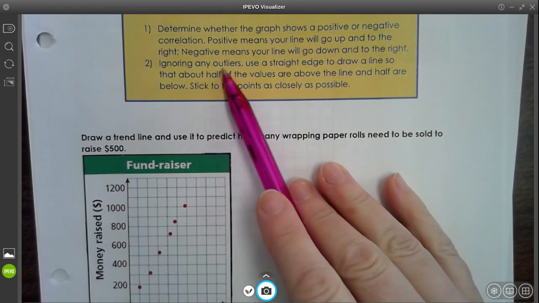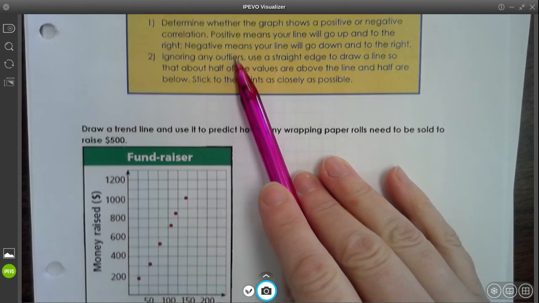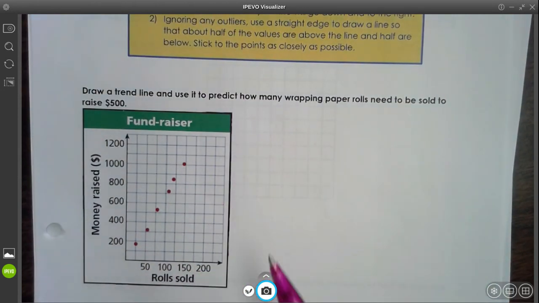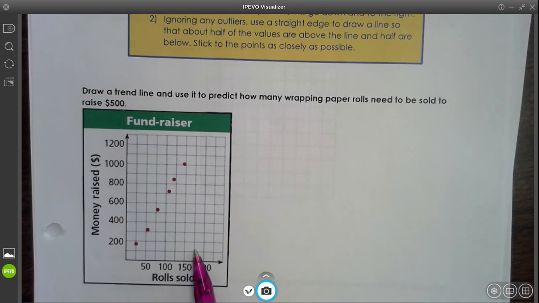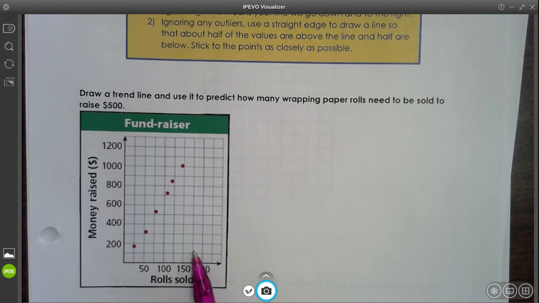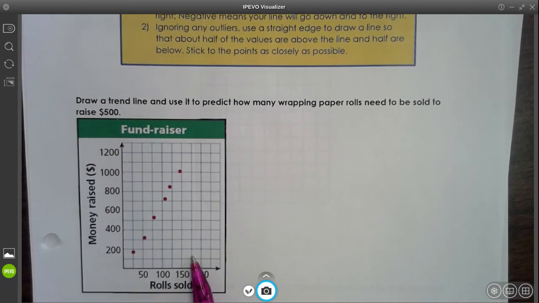Now it says ignore any outliers. So outliers are points that are way off the line. For example, if this one had a point over here, I would just ignore it, okay? Because a lot of times outliers are just a weird scenario that happened, or sometimes it wasn't measured correctly.